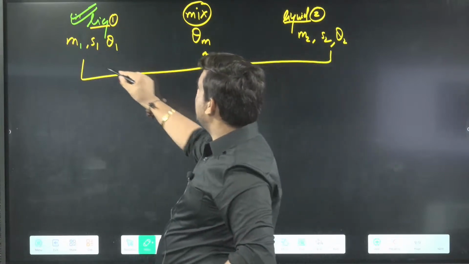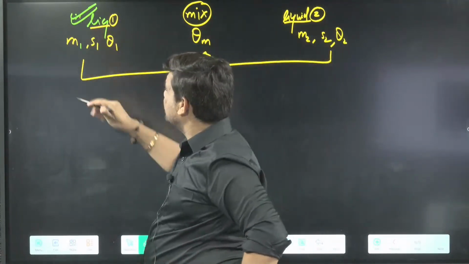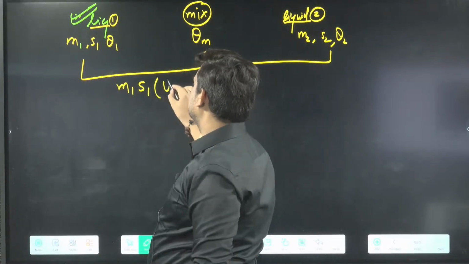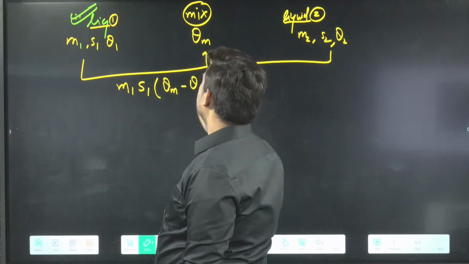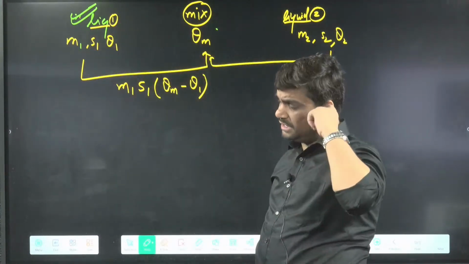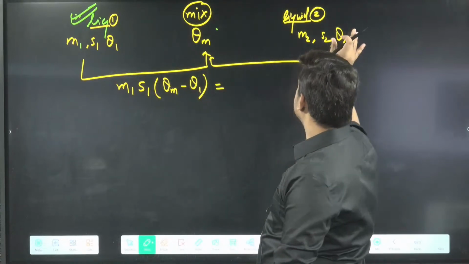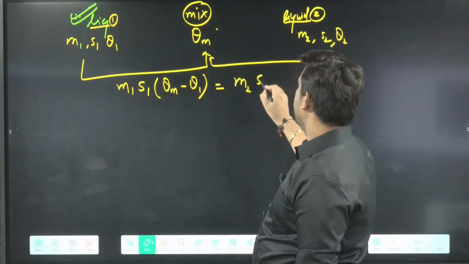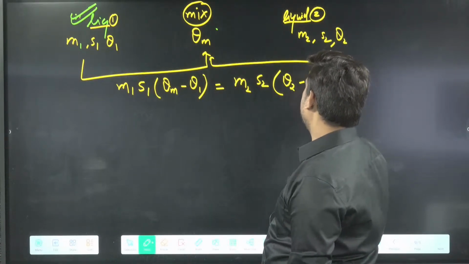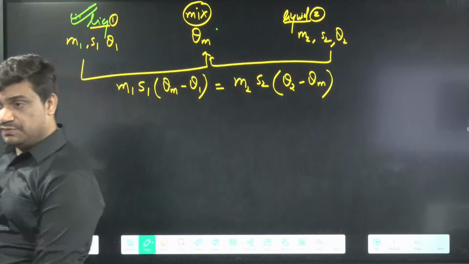So we can say this one will absorb and this one will release, because this is at the lower temperature. How much energy will it absorb? M1 S1 delta theta, so theta M minus theta 1, because theta M will be more than theta 1, the middle temperature. This side has the higher temperature, so it will release M2 S2 times theta 2 minus theta M. Theta of the mixture we have to find.